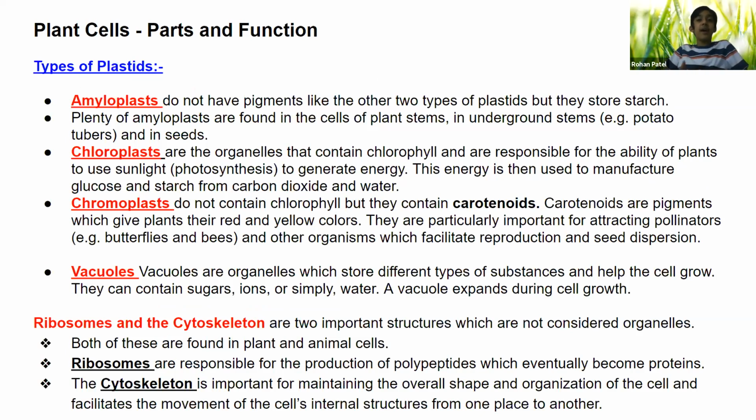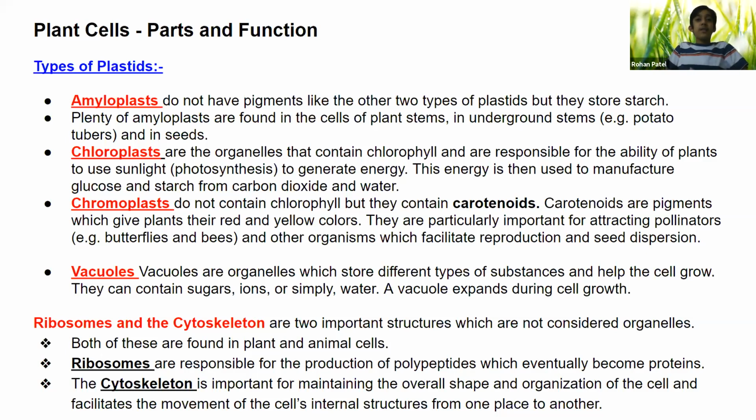And we have our chromoplasts, which do not contain chlorophyll but contain carotenoids, which are pigments that give plants red and yellow colors. They're mainly important for attracting pollinators like butterflies and bees. And we have our vacuoles, which are organelles that store different types of substances and help the cell grow. They can contain sugars, ions, or simply water. And during the cell growth, of course, the vacuole will also grow.